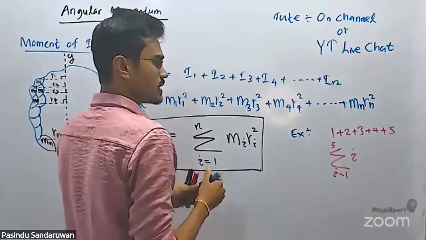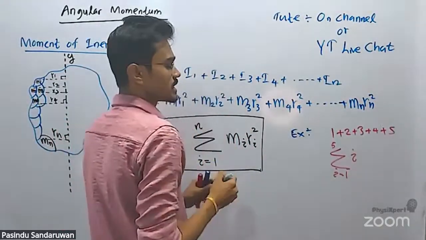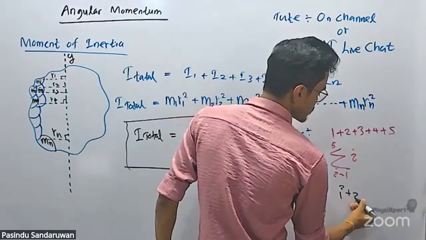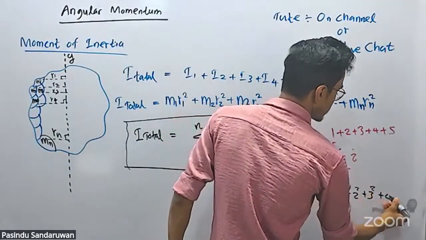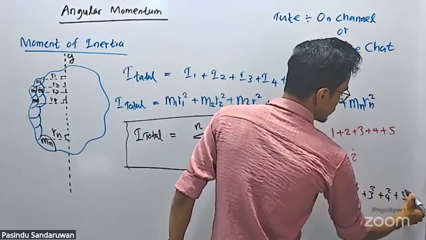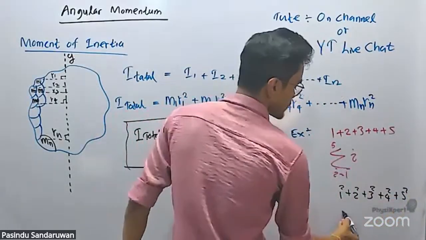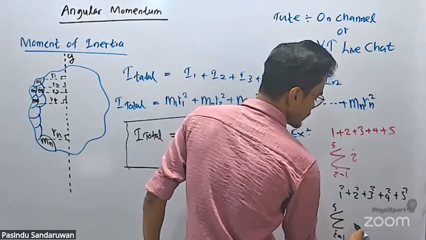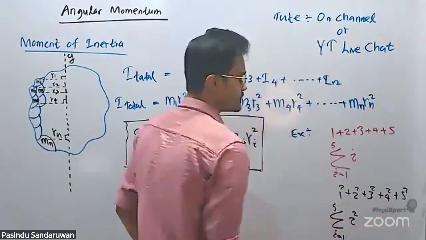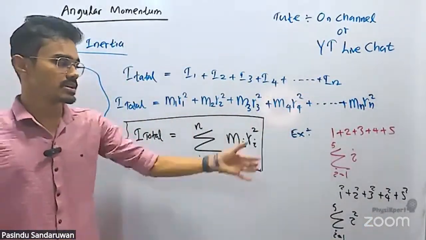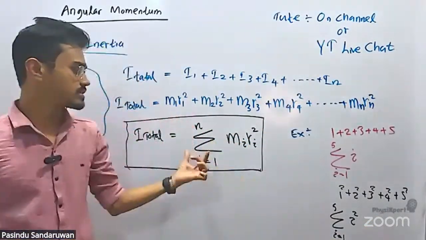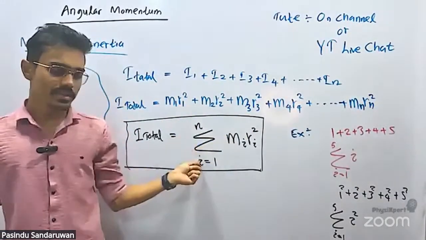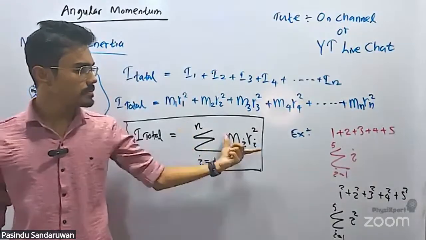Something like this. Say you need to take the addition of the squared values of a number: 1 squared plus 2 squared plus 3 squared plus 4 squared plus 5 squared. This can be written as the sum from i equals 1 to 5 of i squared. This is called the sigma notation. So we use the same thing here. Then this series comes when sigma i varies from 1 to n, of i squared.